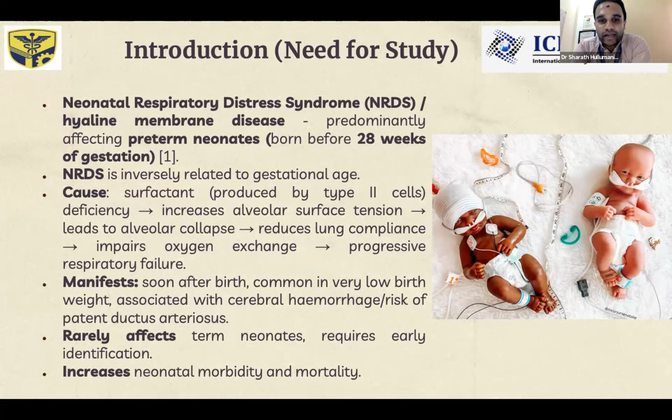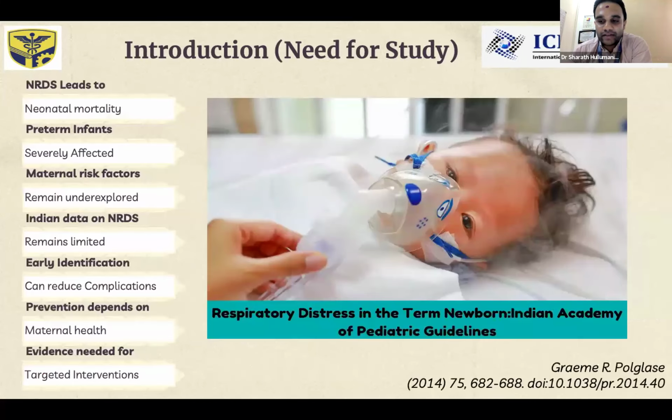The first main cause is increased alveolar surface tension, which leads to alveolar collapse that reduces lung volume, and in the end respiratory failure progressively develops. It rarely affects term neonates, and it requires early identification if a term neonate is diagnosed. It also always increases neonatal mortality and morbidity.